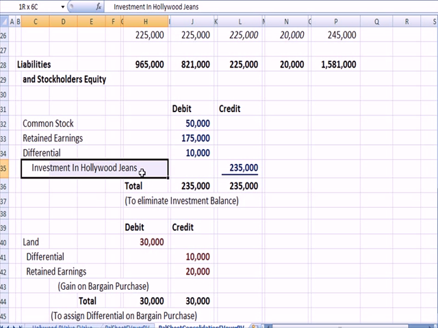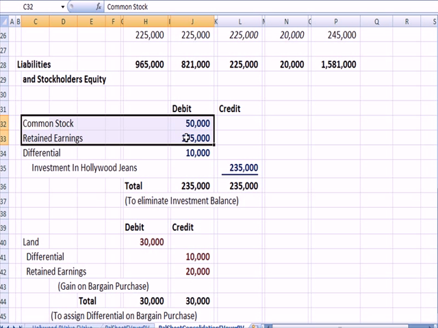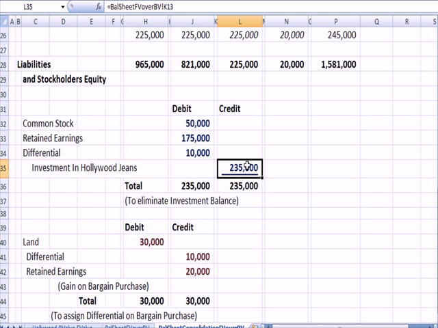So we need to credit the investment account to get it to zero. And the question is, what are the debit sides? What are the debits? Well, we're going to debit the common stock and retained earnings. And the difference between what I've got highlighted and the $235,000 investment, to make it balance, we need a $10,000 debit, which happens to be our differential. And you can see that our total debits equal total credits. We've seen that entry before. But now we need to get rid of that differential of $10,000.